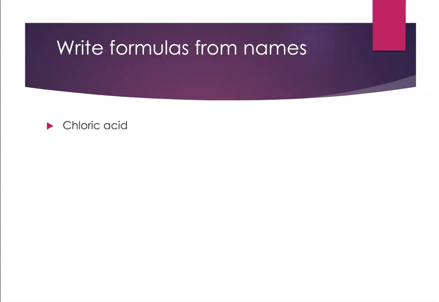Okay, this is doable. Now let's write some formulas from names of acids. Chloric acid. Okay, so ics come from ates. So I want this acid to involve the chlorate ion, and the chlorate anion is ClO3 minus. So it would be HClO3. I need one H plus ion to write a neutral compound. Chlorous acid. Now, the us ending says I'm coming from the ite ion, so I need chlorite. And the chlorite ion is ClO2 minus, so chlorous acid is HClO2.